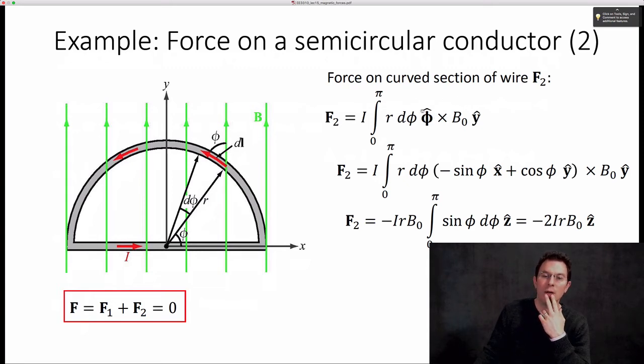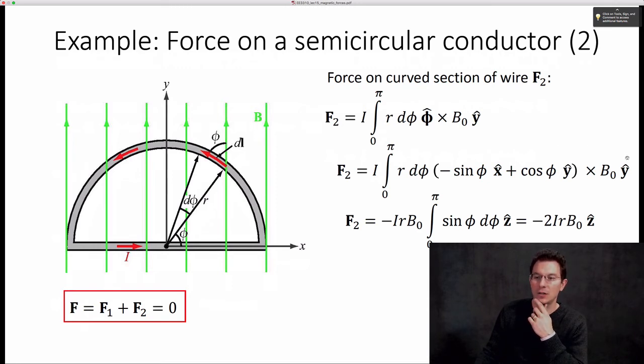So what we need to do in order to actually take this cross product with y-hat is express the phi-hat unit vector in terms of x-hat and y-hat. That's what I've done right here. It turns out that phi-hat is equal to minus sine phi x-hat plus cosine phi y-hat, just like that. Now that we've expressed this in terms of x-hat and y-hat, we can take these cross products pretty easily.